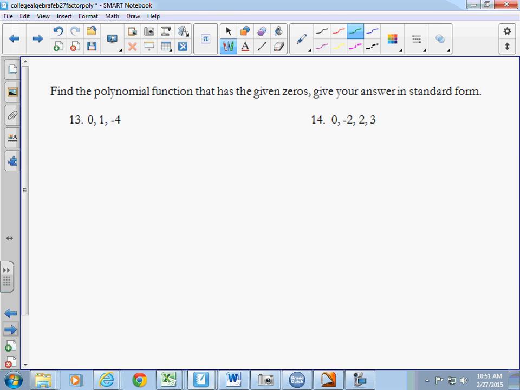Okay. The last question you need to know is find the polynomial given the zeros. This is just backwards. So essentially it's like a Jeopardy question. I know the answer. What was the question? The zeros are 0, 1, and -4. What would the polynomial have been to get that? Right? Now it does say give your answer in standard form.